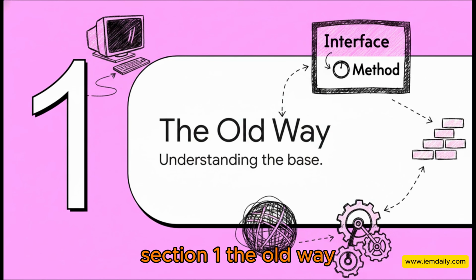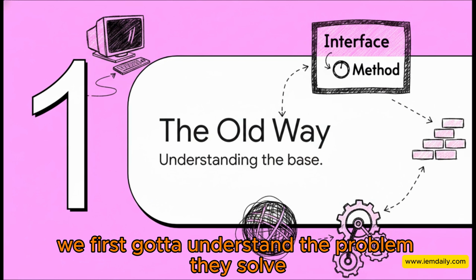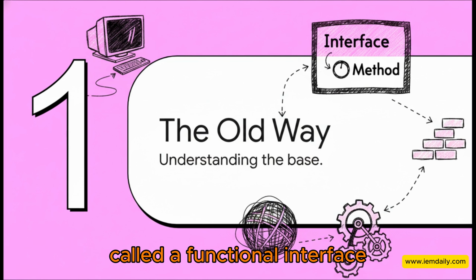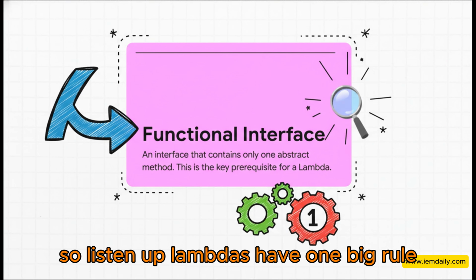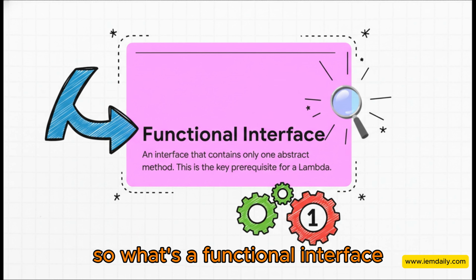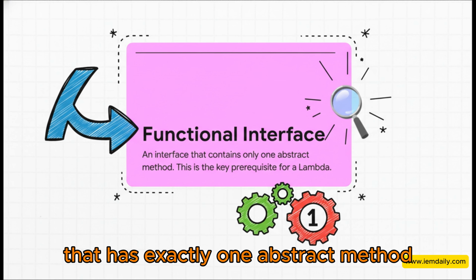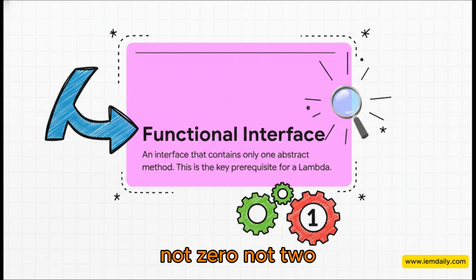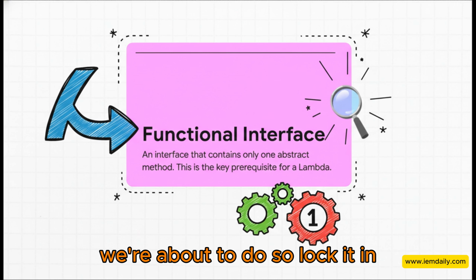Section 1, the old way. To really appreciate how awesome Lambdas are, we first have to understand the problem they solve. And it all starts with this concept called a functional interface. Okay, this is super important, so listen up. Lambdas have one big rule. They only work with a functional interface. So what's a functional interface? It's just a fancy name for an interface that has exactly one abstract method. Not 0, not 2, just 1. This one rule is the key to everything we're about to do, so lock it in.